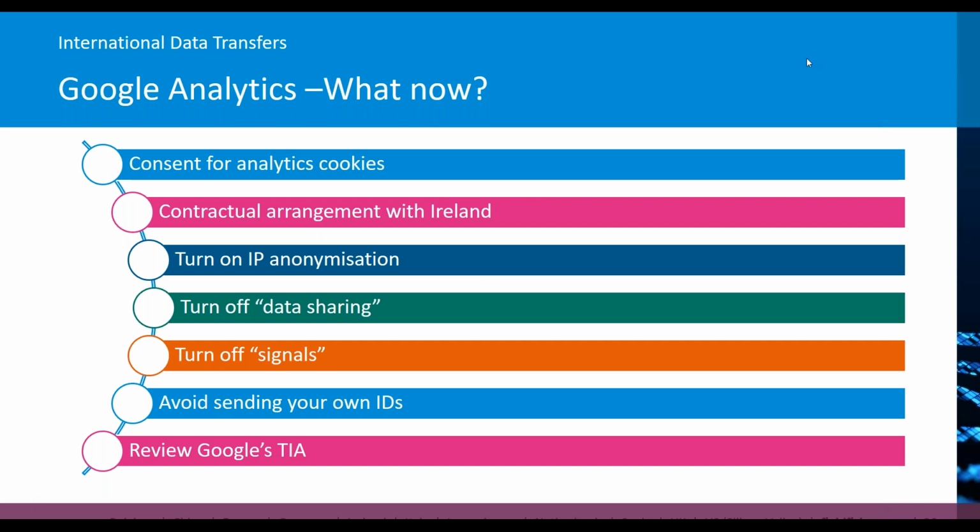And the final point we can make is that Google has also done its own transfer impact assessment. So obtaining a copy of that and reviewing it would be a sensible thing to do. We understand this is not available publicly, but it can be requested from Google on a request basis. So I hope that those tips will give you some comfort that you can reduce the risk of using Google Analytics and similar mechanisms and reduce that transfer risk.